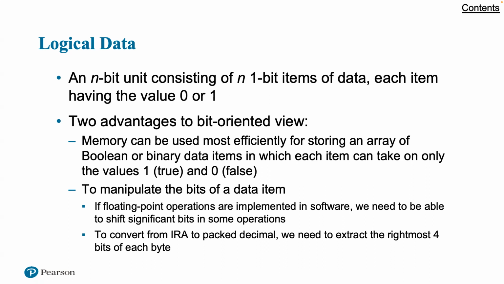For example, if floating point operations are implemented in software, we need to be able to shift significant bits in some operations. Another example, to convert from IRA to packed decimal, we need to extract the rightmost 4 bits of each byte. Note that in the preceding examples, the same data are treated sometimes as logical and other times as numerical or text. The type of a unit of data is determined by the operation being performed on it. While this is not normally the case in high-level language, it is almost always the case with machine language.